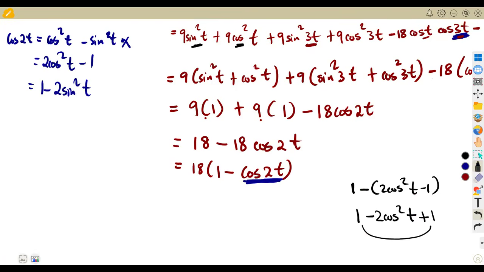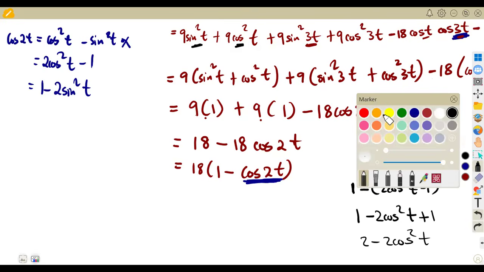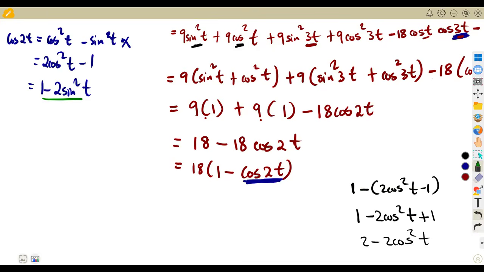This is now 1 plus 1. We have a 2, which is 2 minus 2 cos squared t. Meaning to say, still we can't determine the square root. All right. Let's say we substituted 1 minus sine squared.